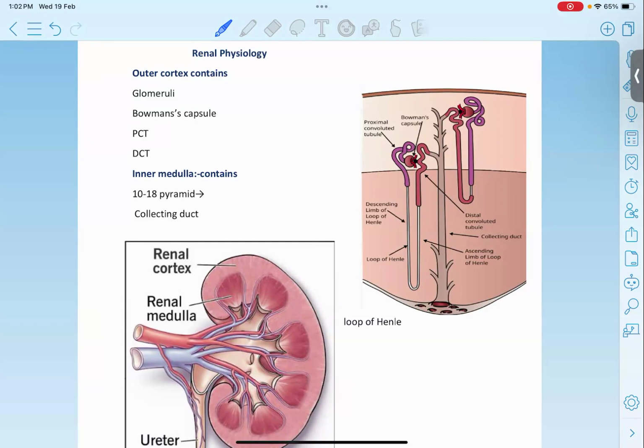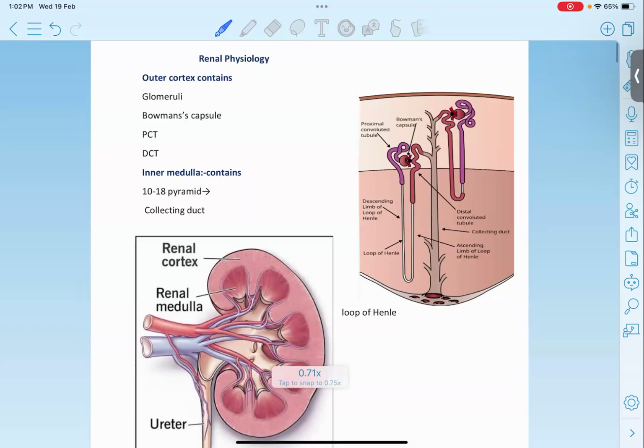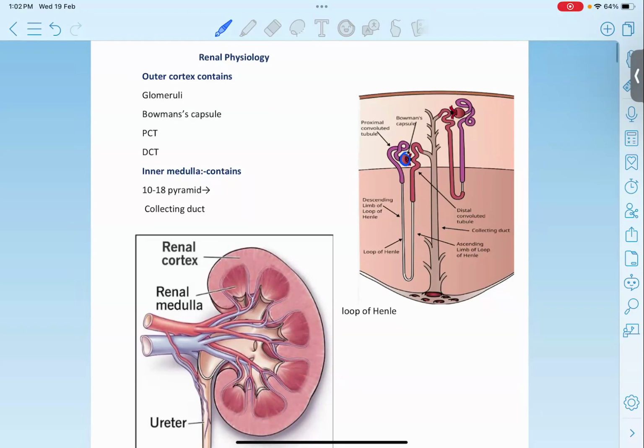So this would include the glomeruli. Here you can see the glomeruli and Bowman's capsule, proximal convoluted tubule, distal convoluted tubule. So the glomeruli will start from here, and inside the glomeruli there is Bowman's capsule, and from Bowman's capsule there will be the start of the proximal convoluted tubule. After the proximal convoluted tubule, we have our loop of Henle, and then we get the distal convoluted tubule and then the collecting tubule or collecting duct.